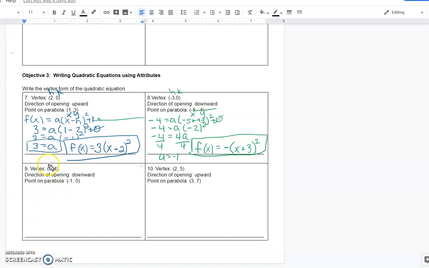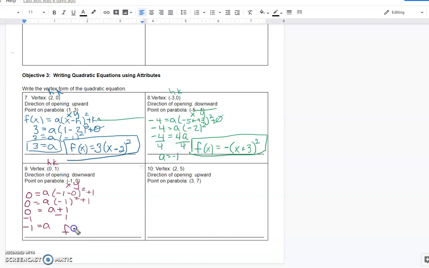Okay, number 3, again, label your points, h and k, x, y. And we're going to solve for a. So I have 0 equals a times x, negative 1 minus 0 squared plus 1. So I do have a k this time. Parentheses come first, so a equals negative 1 squared plus 1. Exponents, 0 is equal to 1a plus 1, and then I'm going to subtract 1 to solve for a, and a is equal to negative 1.